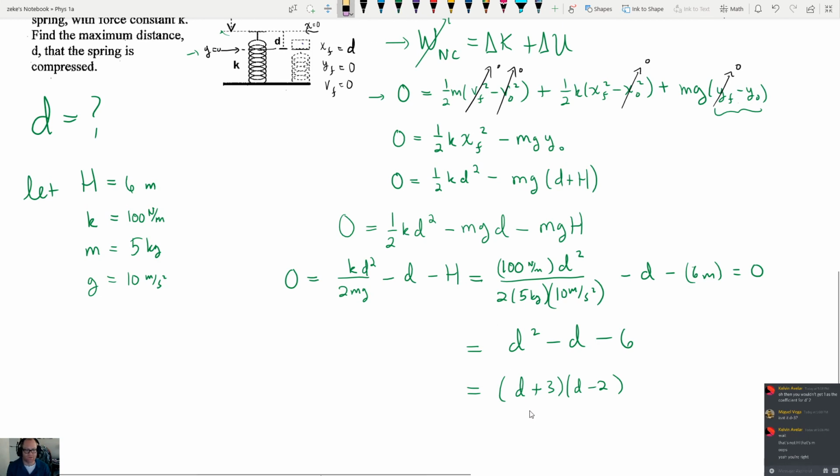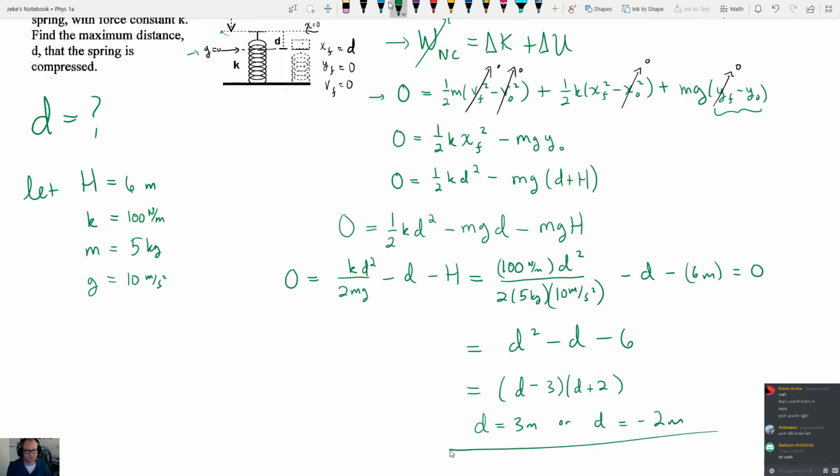Yep. You're absolutely right, though. This is d. The first thing I wrote was correct. So it's d minus 3 and d plus 2. So we basically get that d is equal to 3 meters or d is equal to negative 2 meters. Those are the options, and of course this is going to be the right answer.